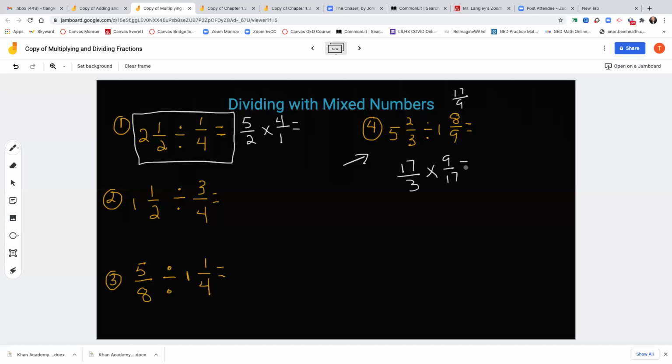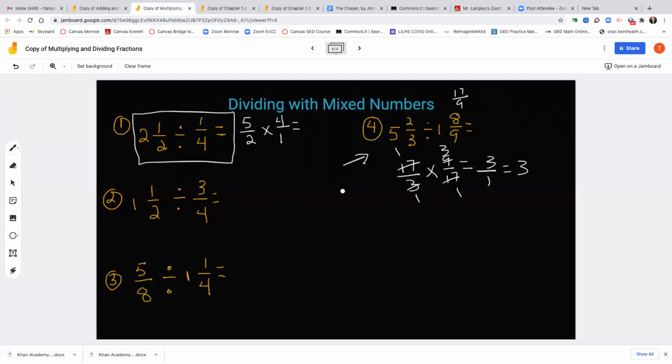Whoa, this would be pretty, wouldn't it? Look at all the cross canceling I could do. This becomes 1, this becomes 1, this becomes 1, this becomes 3. The answer is 3 over 1, which is 3. So yeah, cross canceling and all that is your friend.